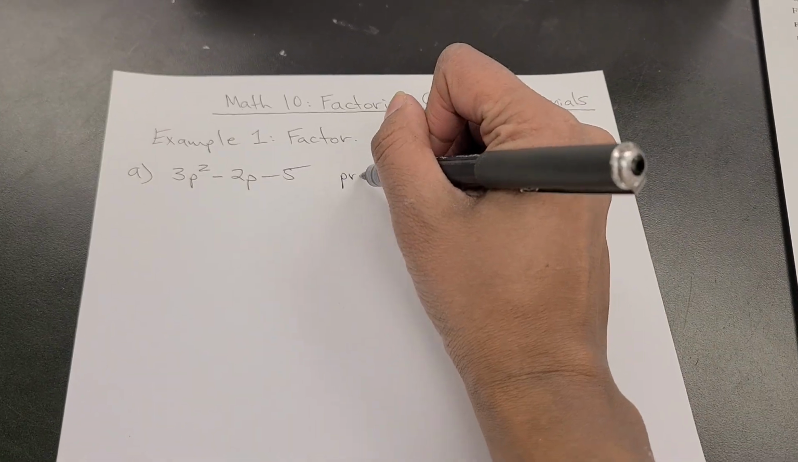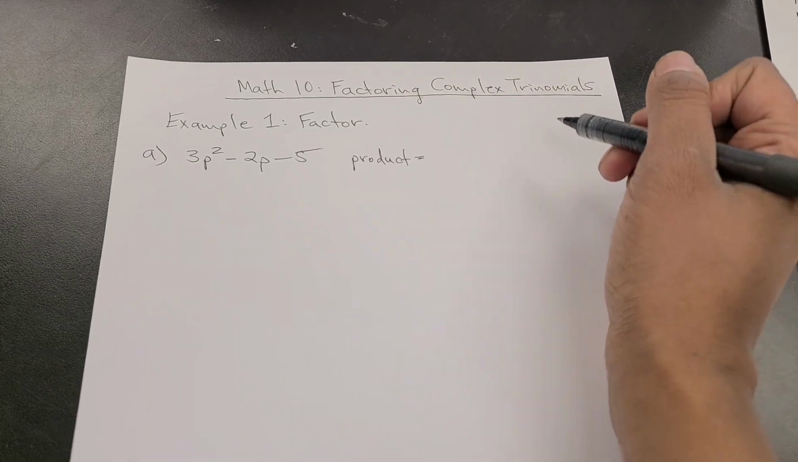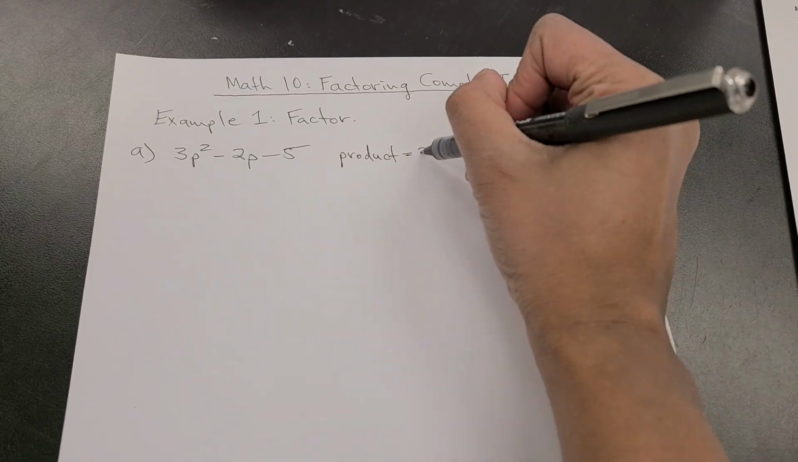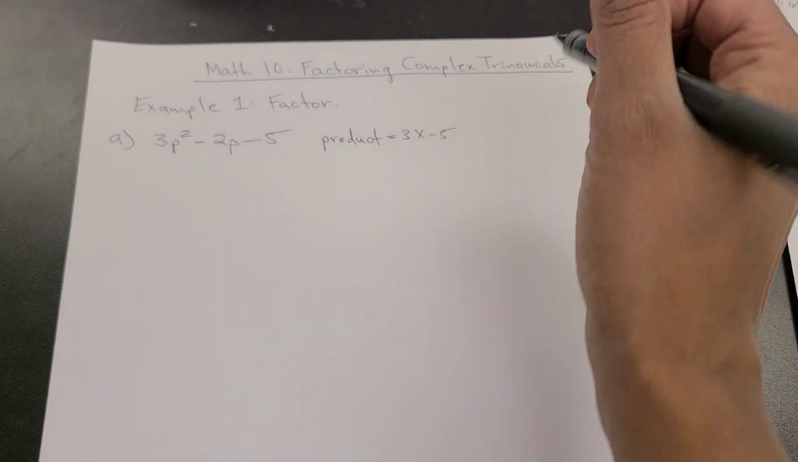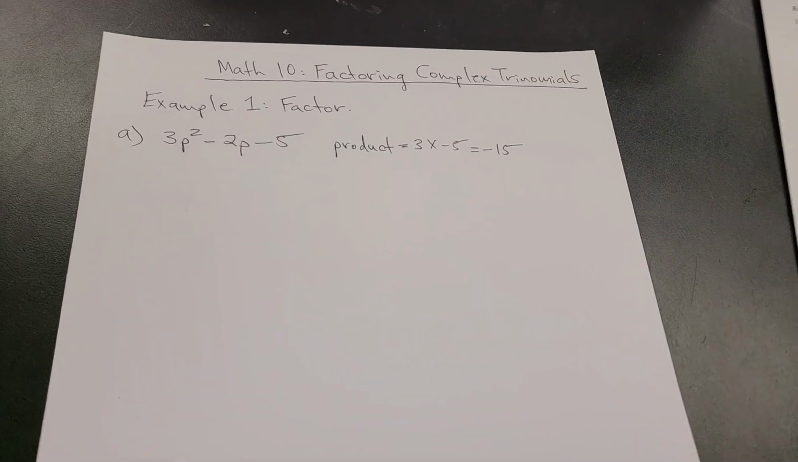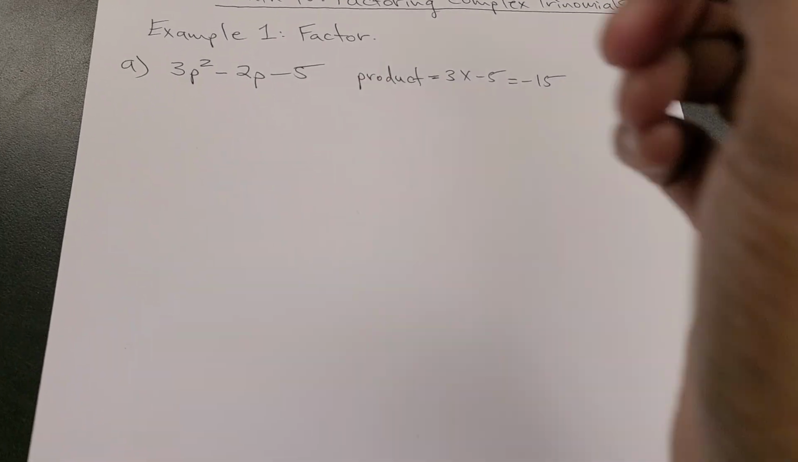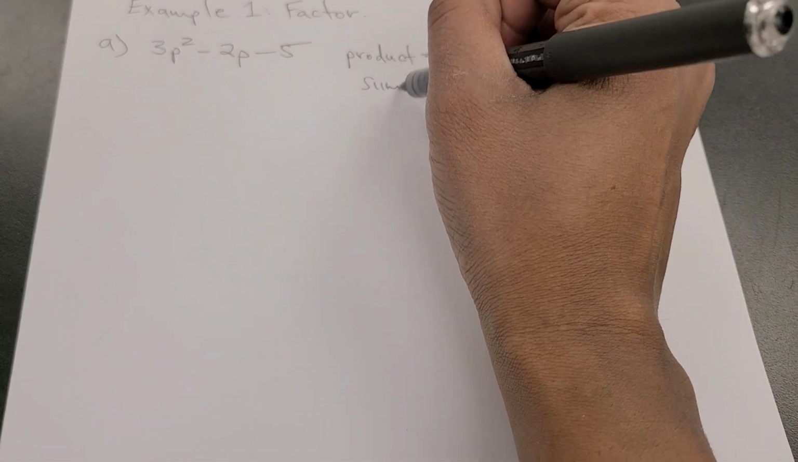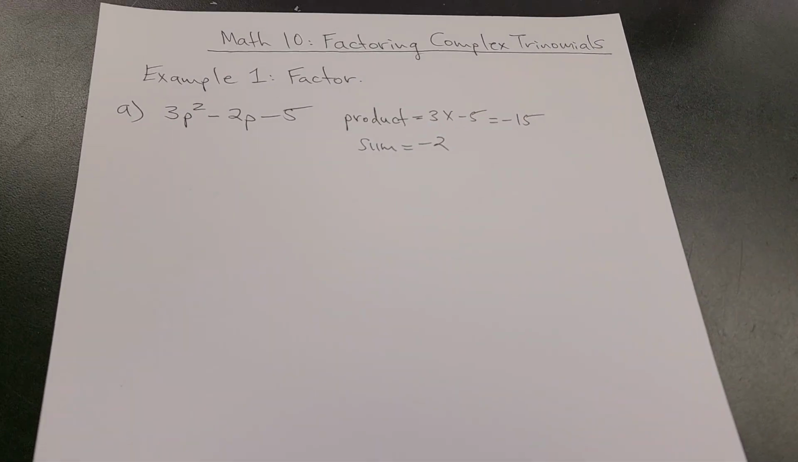Again, I'm going to write the product. This time the product is the first term, 3, multiplied by the last term, which is negative 5. So the product of the two numbers I come up with has to be negative 15. However, the sum is still the middle term, which is negative 2.